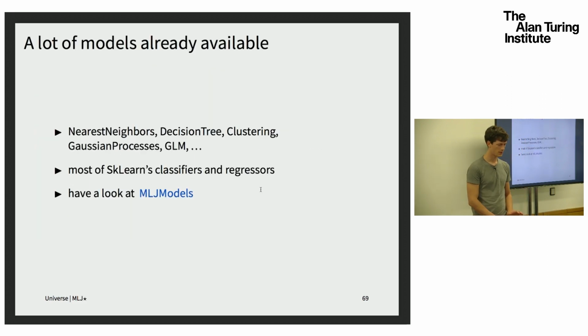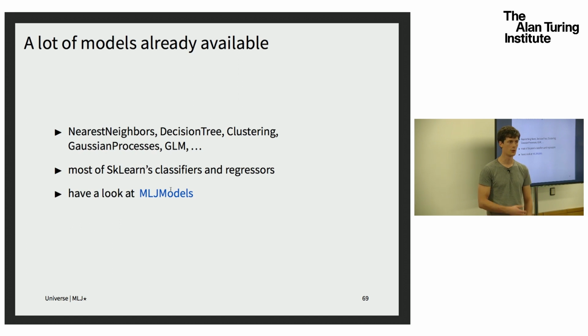So hopefully that shows you a little bit of what MLJ does and how it does things. If you give it a shot now, there's quite a bunch of models that are already available, from nearest neighbors, so like KNN, classification, regression. There's decision tree, random forest. There is clustering, GPs, and then a bunch of linear models. There's pretty much most of sklearn's classifiers and regressors, including ensemble models, by the way. And all of this is interfaced in MLJ models.